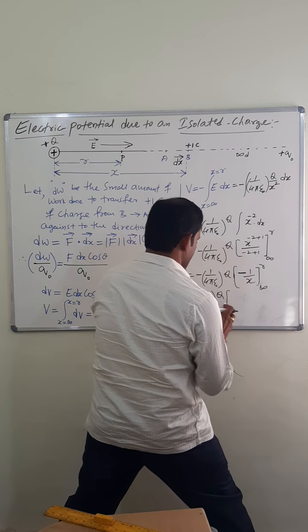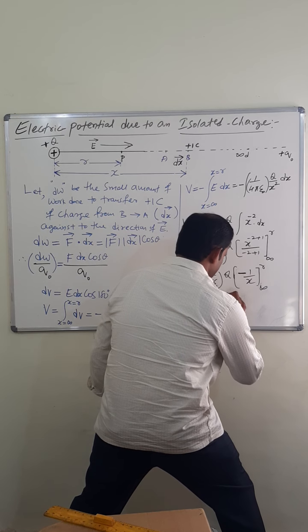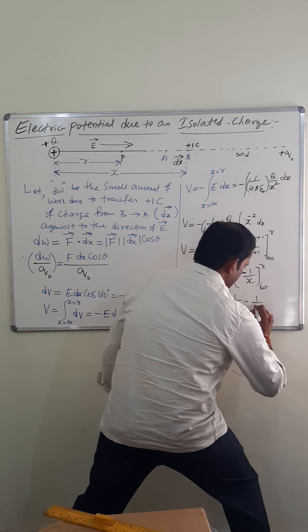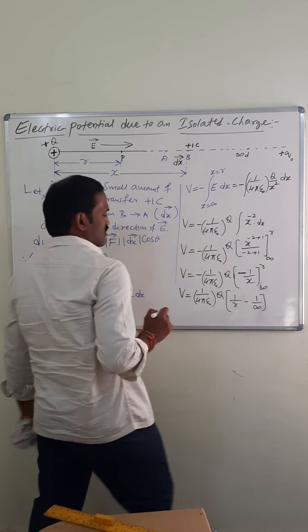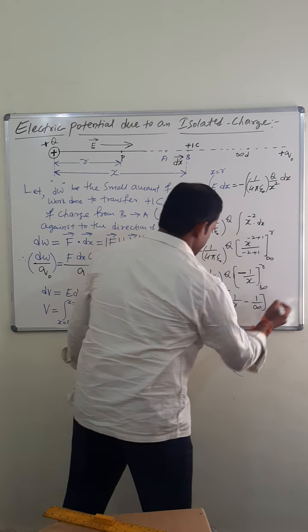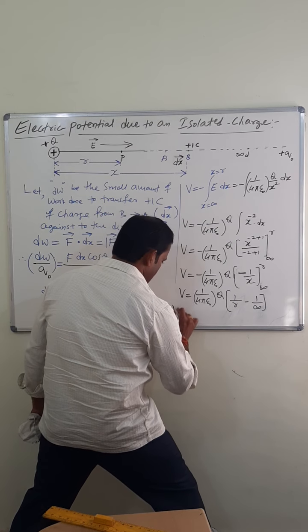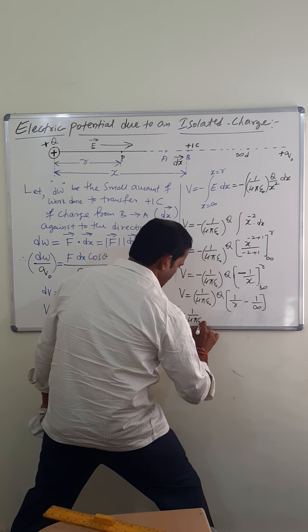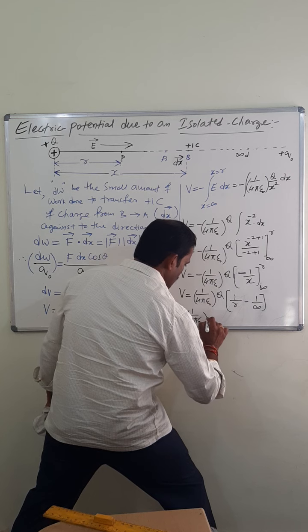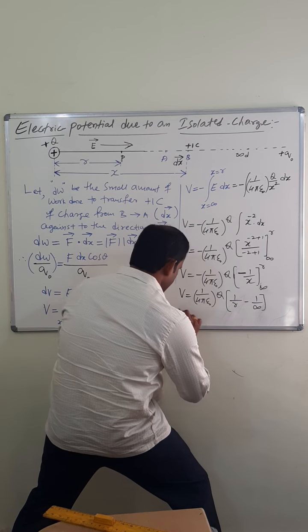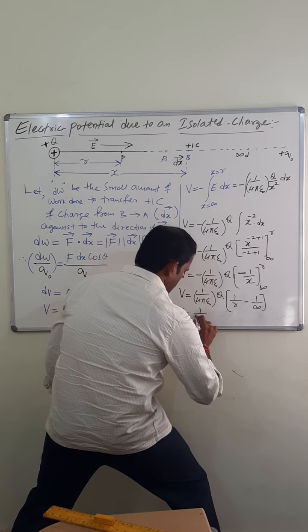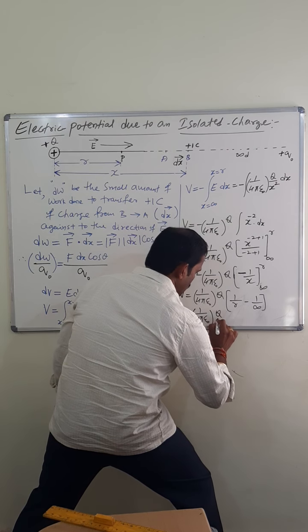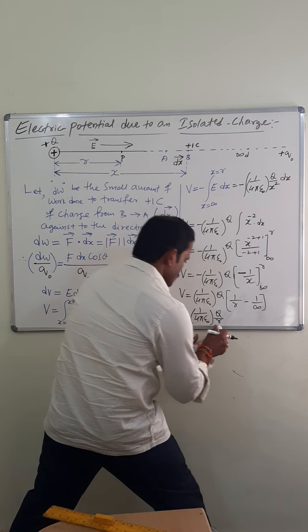Now you have to apply the limits. What is the upper limit? In place of x you apply 1 by r minus 1 by infinity. What is 1 by infinity? 1 by infinity is 0. Therefore, the electric potential at a given point V is equal to 1 by 4 pi epsilon naught times q divided by r. What will you get as the expression?